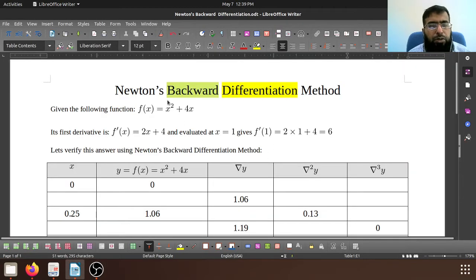Welcome to another lecture on numerical analysis. In this lecture, we will study Newton's backward differentiation method. In our last lecture, we studied Newton's forward differentiation method.